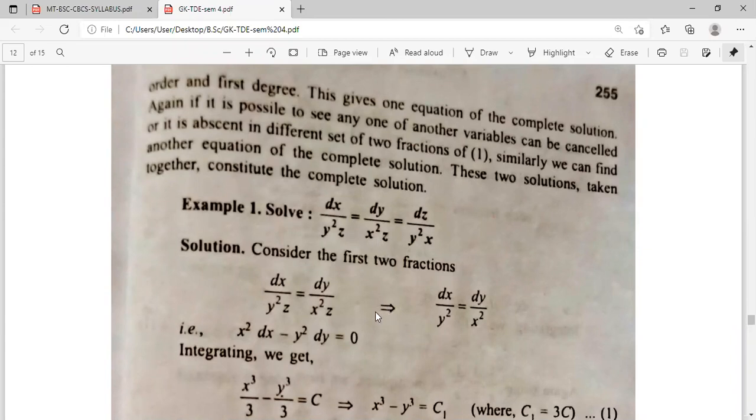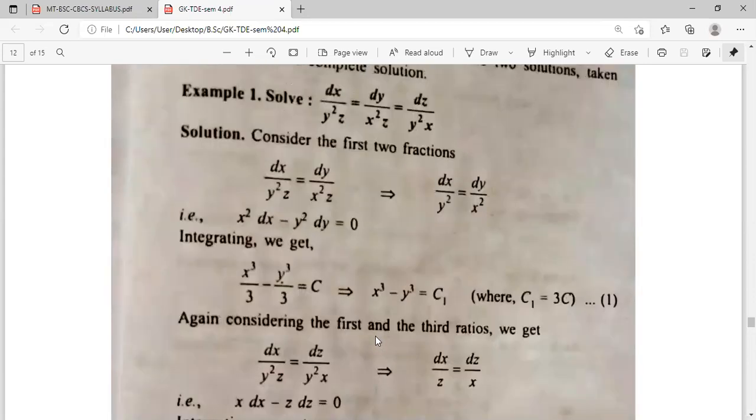dx by y square z equals dy by x square z, which implies z gets cancelled, giving dx by y square equals dy by x square. If you cross multiply, you get x square dx minus y square dy equals 0. On integration, you get x cubed by 3, because the integral of x to the power n with respect to x is x to the power n plus 1 by n plus 1. Here also the same for y, equal to some integral constant c. Here the first one, that's why we write c1.